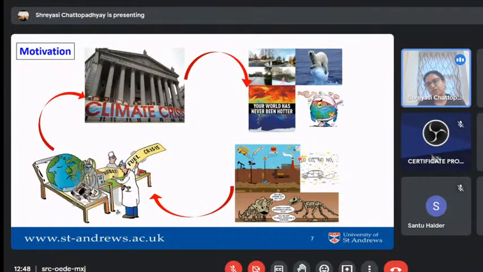And what is the result? This is actually increasing the temperature of the earth, which I think all of us now know what is going on in the polar region, and even all over the world, increasing temperature. So basically all these are interconnected. So this is the motivation of the work.